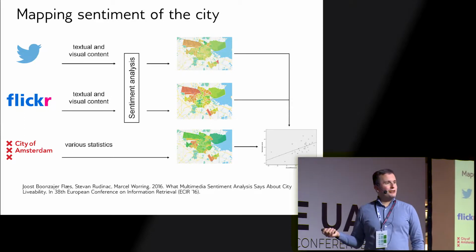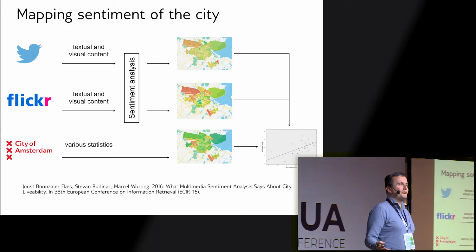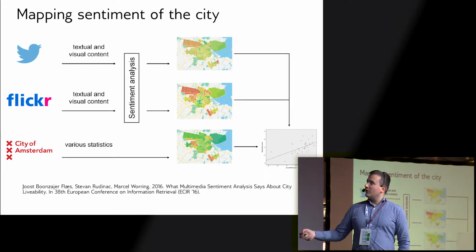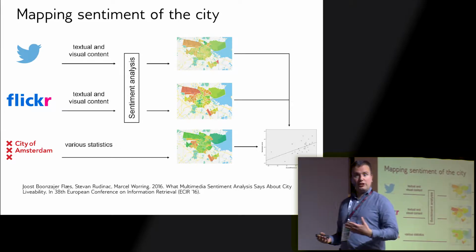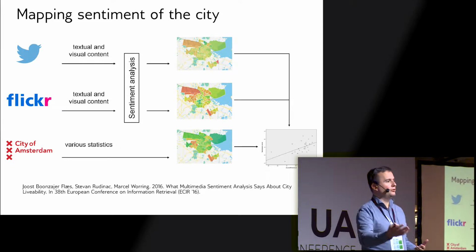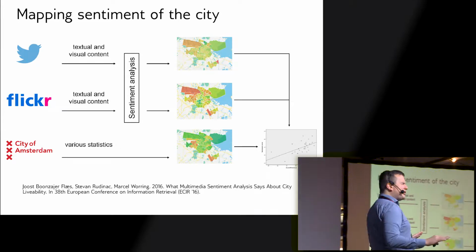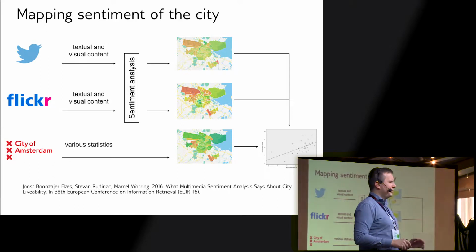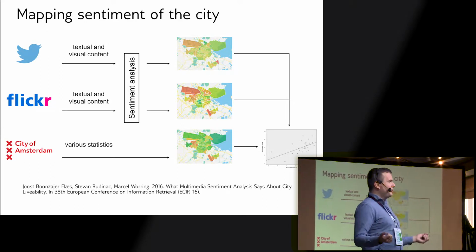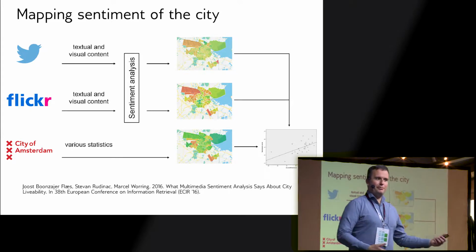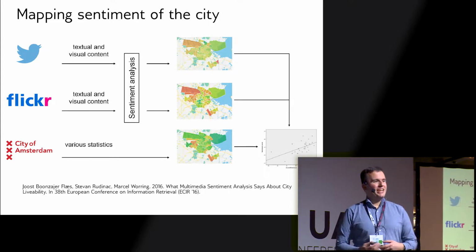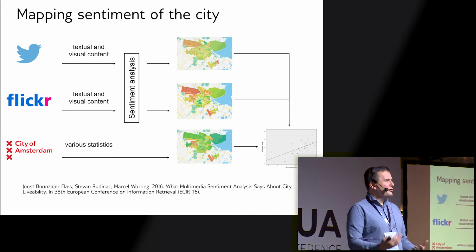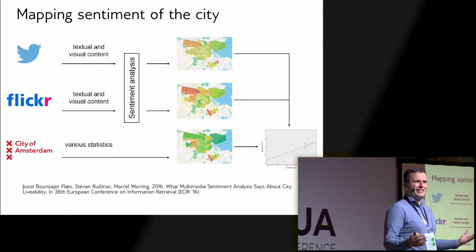We analyzed this sentiment from the text, we analyzed it from the visual content, we combined it, and we tried to find some correlations with the factors that are related to livability. At that time, there were really funny articles in the Netherlands, like money doesn't make you happy, poor people are happier than rich, or immigrants are happier than the local people. And it's nice to sell the news, but it didn't sound completely right.